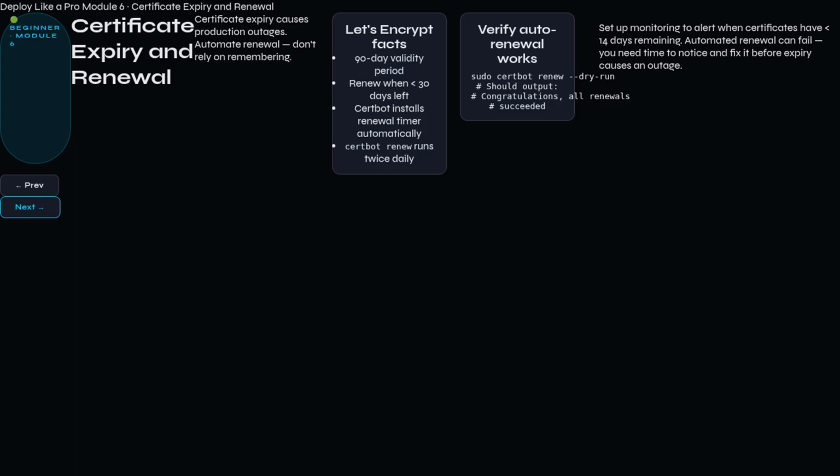Historical context: certificates used to be valid for 2 to 3 years. Over time, maximum validity has been reduced. Today, publicly trusted certificates have a maximum validity of 398 days, about 13 months. Let's Encrypt issues 90-day certificates.